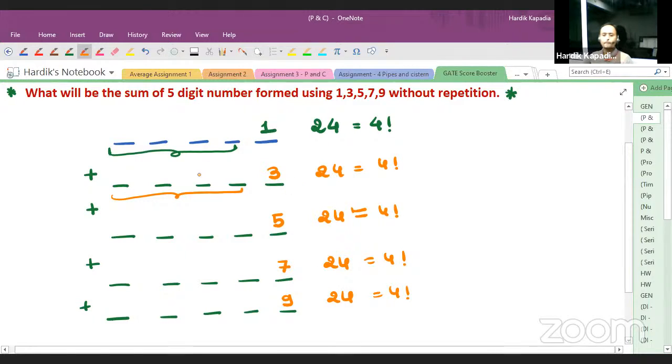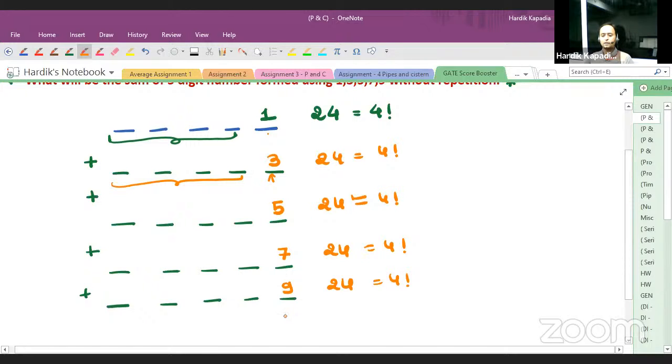So now the maximum ways in which 1 can be over here is 24 ways. So in 24 ways only 1 can be in this unit place. Same as 3 can be in this unit place a maximum of 4 factorial ways. So now if I sum all of them, 1, 3, 5, 7, 9, then there will be 25. Write with some other pen. 25.